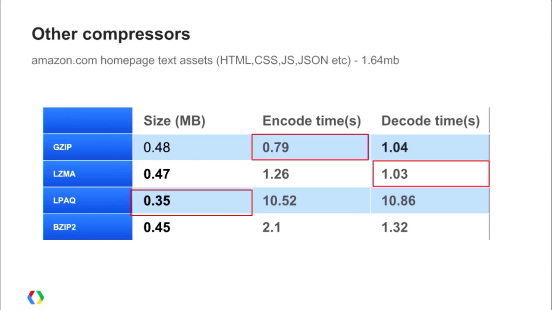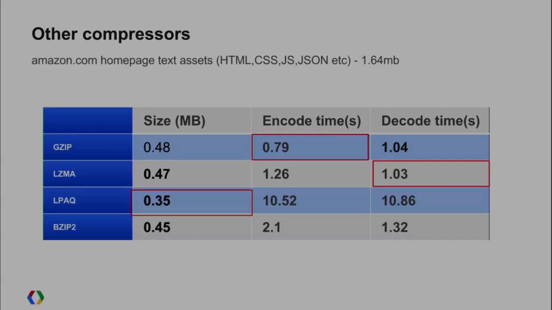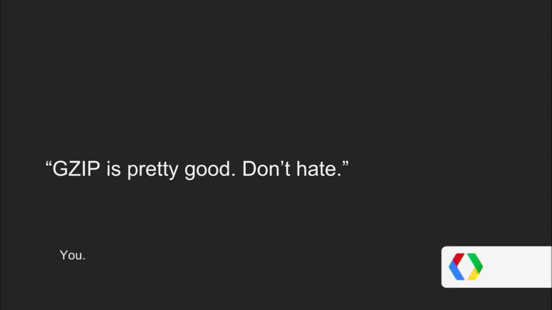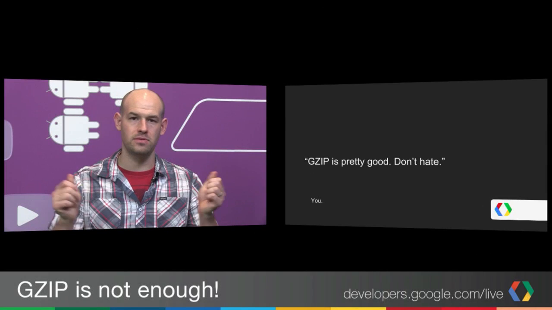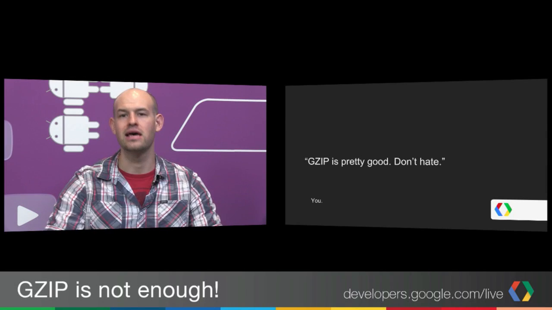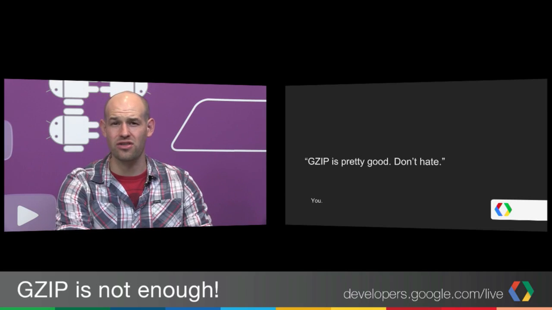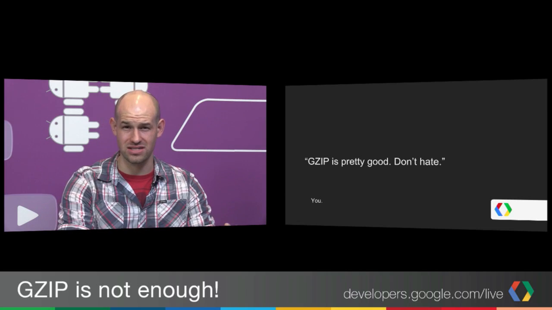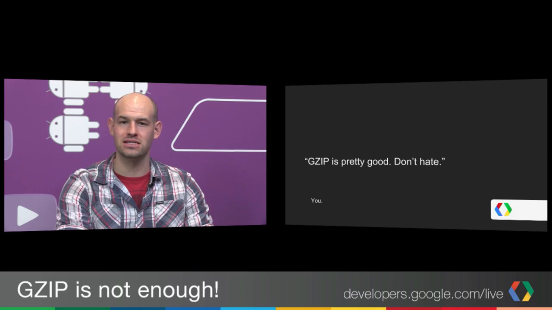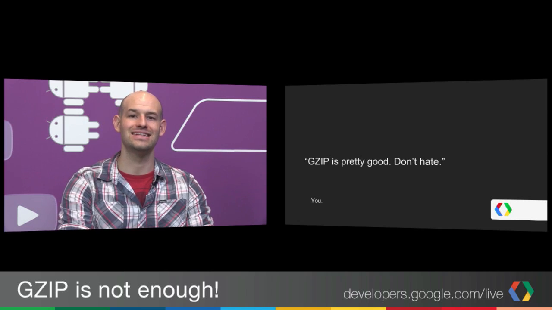So you can see here that we've highlighted a couple of these specific instances, right? LPAC wins in size. Encoding time is, of course, dominated by GZIP, and decoding time is, of course, dominated by LZMA. Now, this can lead a lot of people on the web tech platform to come at me with burning pitchforks and say, hey, GZIP is actually pretty good. That data just showed us that we really don't need any other compression algorithms because it gives us decent size compression, decent time for encoding, and decent decoding time.